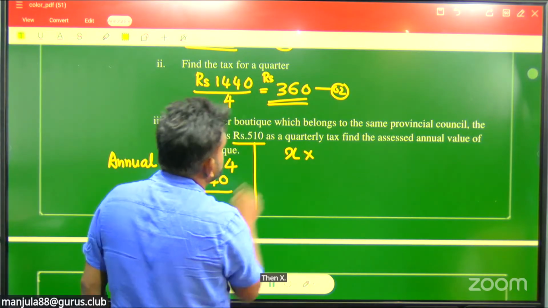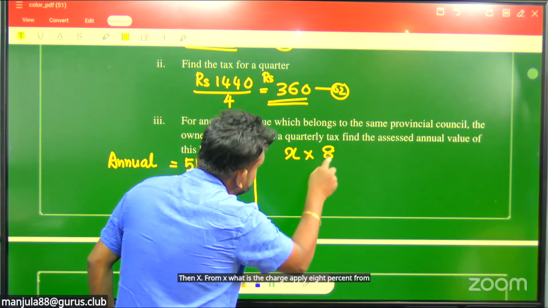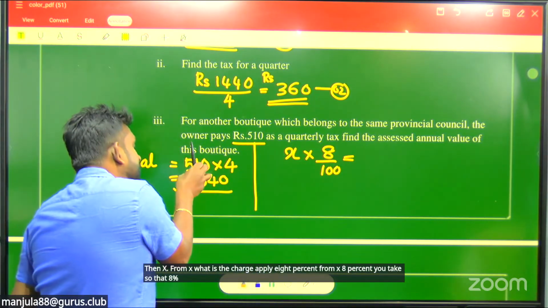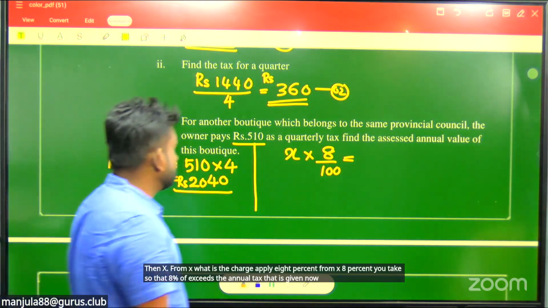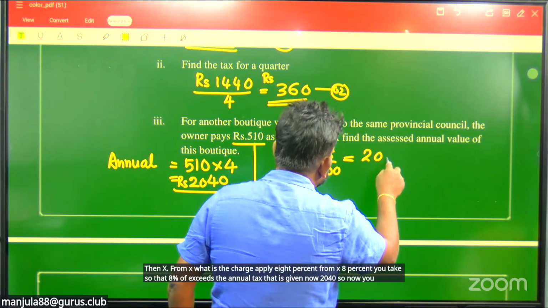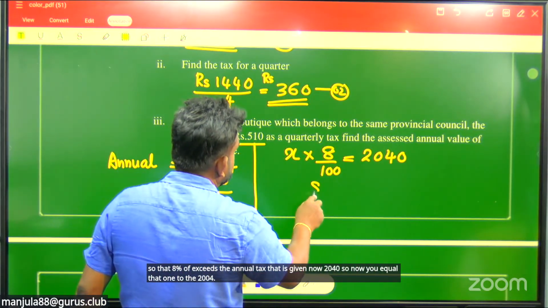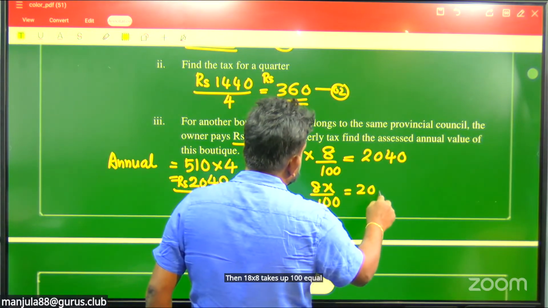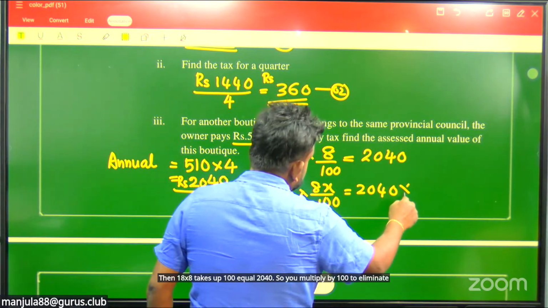So we will take the annual assessed value of the property is X. From X, what is the charge applied? 8%. From X, you take 8%. So that 8% of X is the annual tax, which is given as 2040. So now you equate that to 2040. Then 8x upon 100 equals 2040. So you multiply both sides by 100 to eliminate the division by 100.